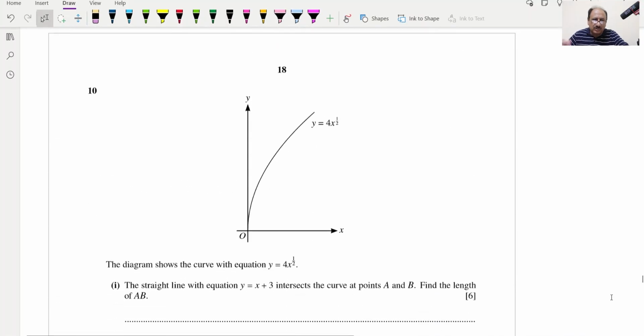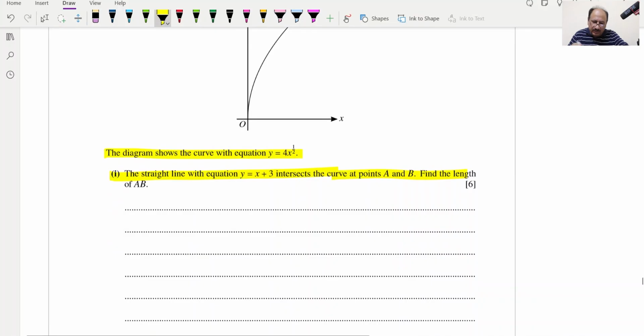Question number 10 says the diagram shows the curve with this equation. The straight line with equation y is equal to x plus 3 intersects the curve at points A and B. Find the length of AB. This is a 6 marks question. We can equate these two equations.